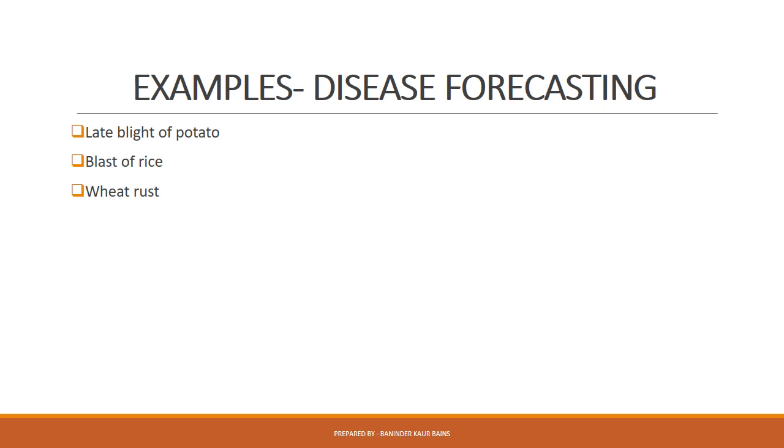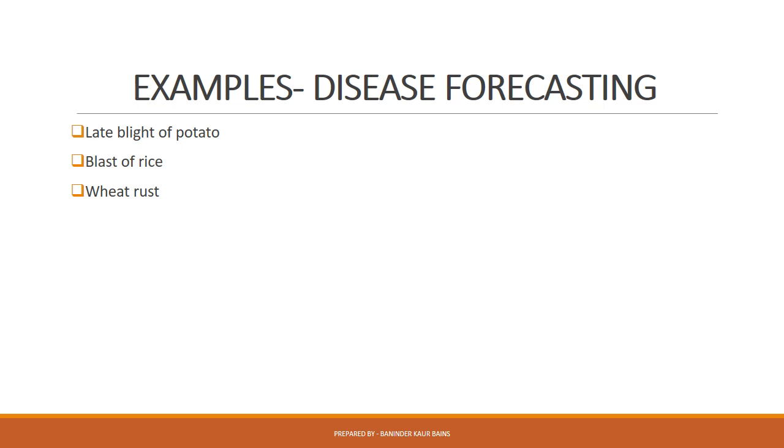And these are some examples of disease forecasting, means these are the diseases for which disease forecasting can be done. So late blight of potato, so for late blight of potato some Dutch rules are applied. According to them, they know the data related to the temperature, the minimum temperature, the night temperature and the maximum temperature, and also the weather conditions. The weather conditions need to be cloudy, and also the rainfall conditions.